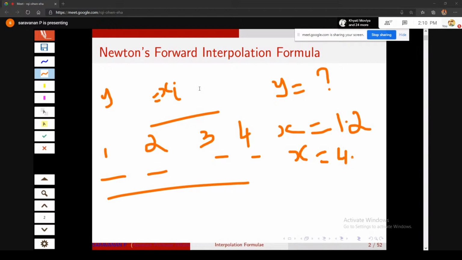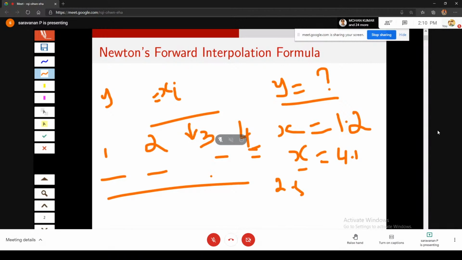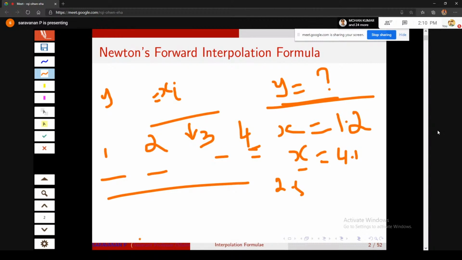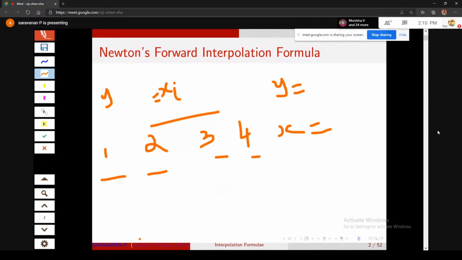4.1, that is somehow near the end. I want to compute what is the value of y. Or when x is equal to 2.5, so somewhere at the center, I want to compute what will be the value of y, etc. Okay. So for that, I split the topic into two cases.